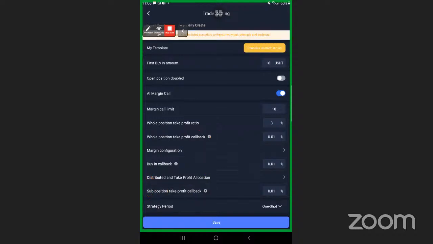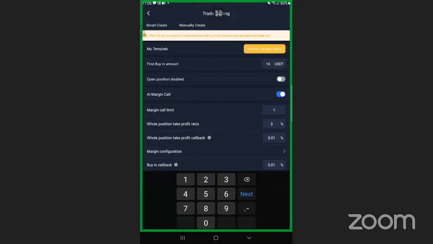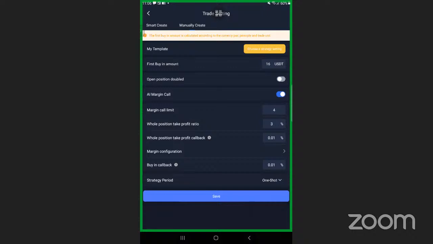But if you are trading with less than 10 margin calls, if I put 4 here, I want you to look closely so that you understand what I'm talking about. If I put 4 margin calls here, are you seeing the distributed take profit allocation? Can you see it here? Is it available? It is not available. So distributed take profit allocation and the other one work for margin call number 5 going down.